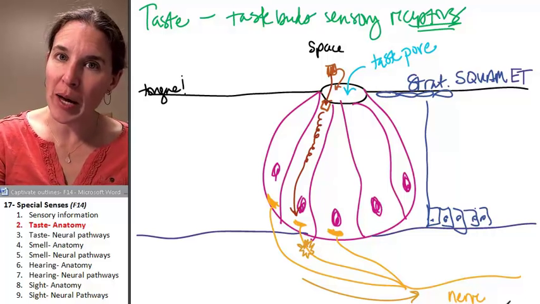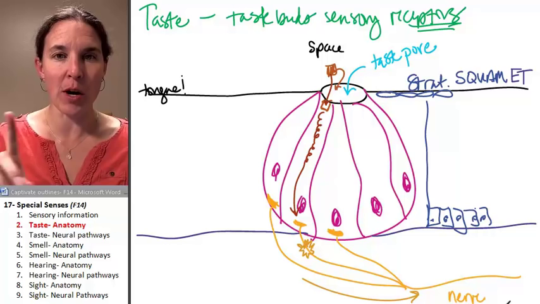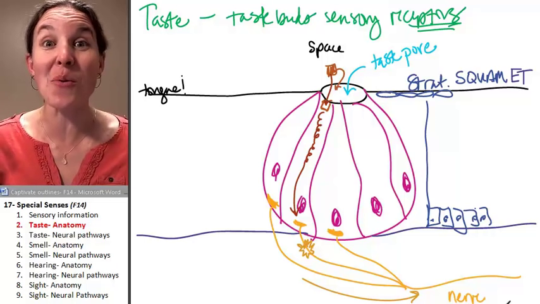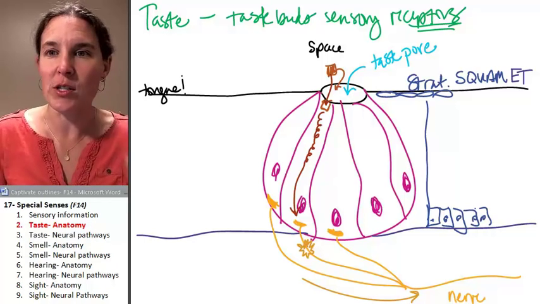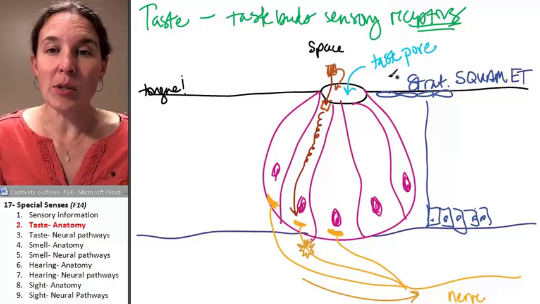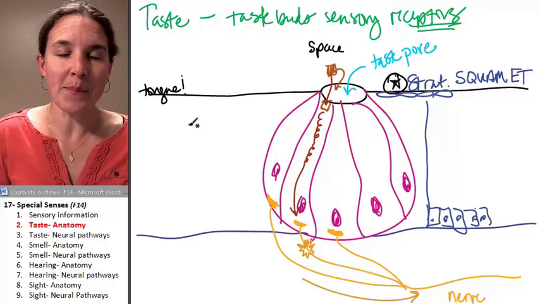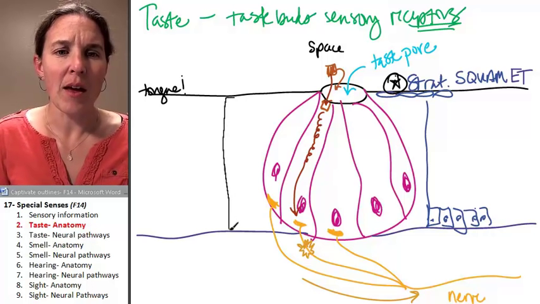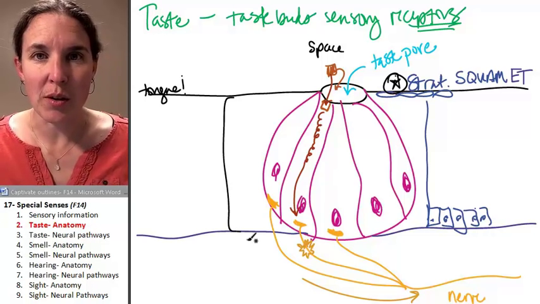Shall we talk about what is going to be processed? Like, what's the pathway? How do we get there? Definitely. But first, there's one more thing I have to tell you. Guess what? We labeled this as stratified squamous epithelium. Of course we were right. That's the kind of tissue that it is.